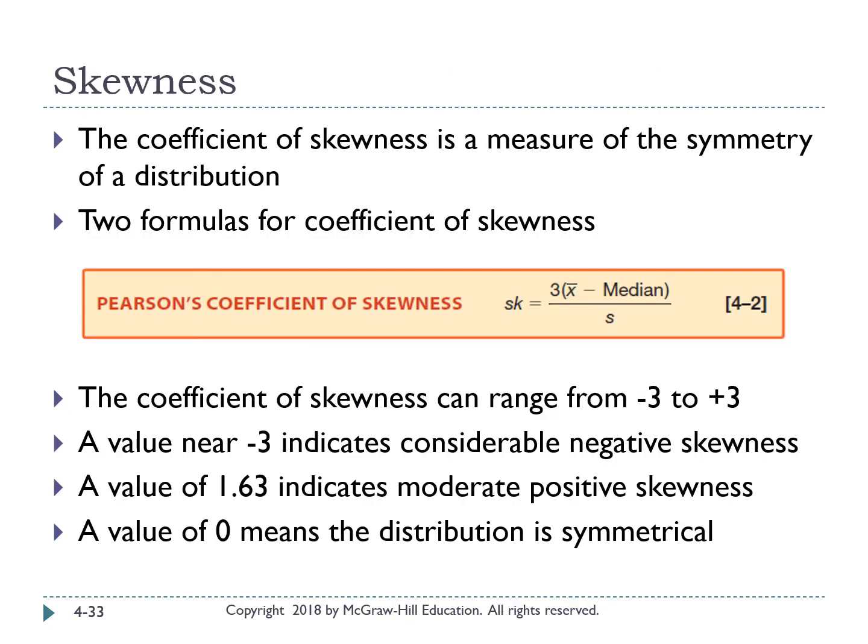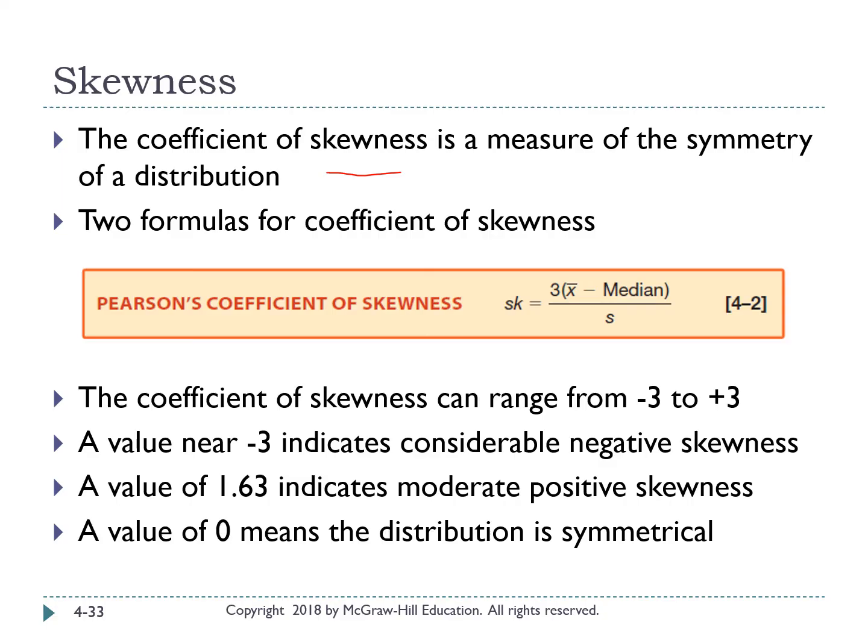How do you know whether your distribution is symmetric or not symmetric? Normally we can use skewness. Skewness is a measure of the symmetry of your distribution. There are actually two formulas to compute the skewness coefficient. However, in this course, we will just learn the Pearson coefficient of skewness. So this is the formula for the Pearson coefficient.